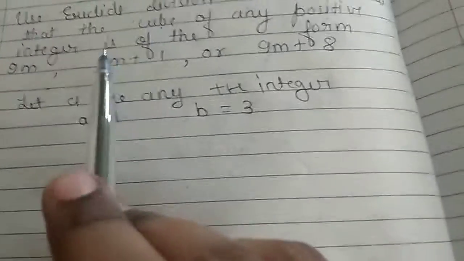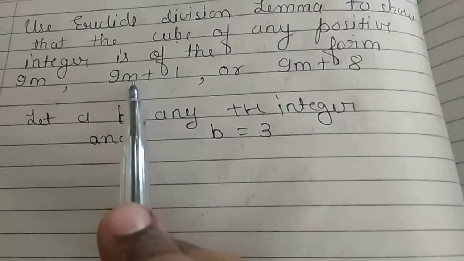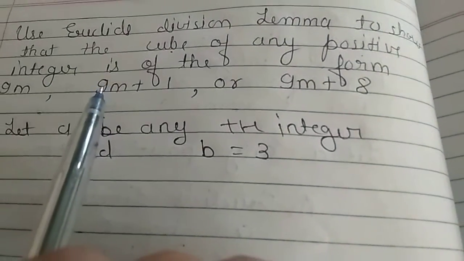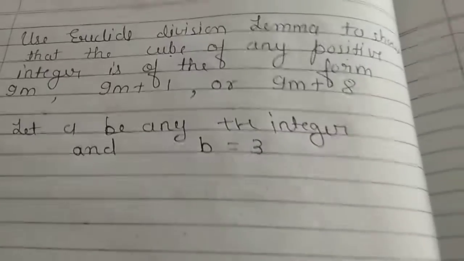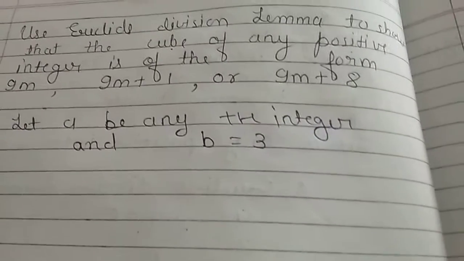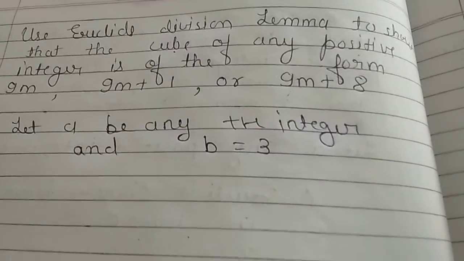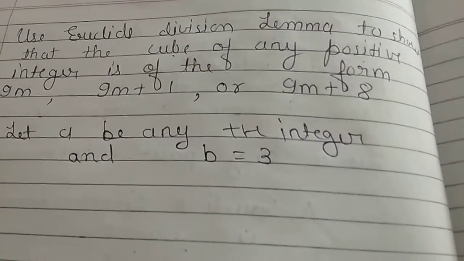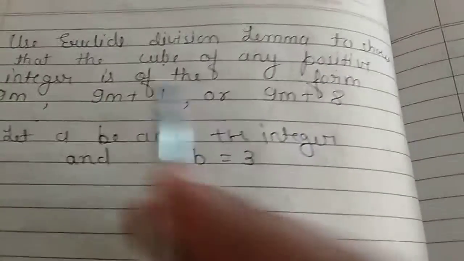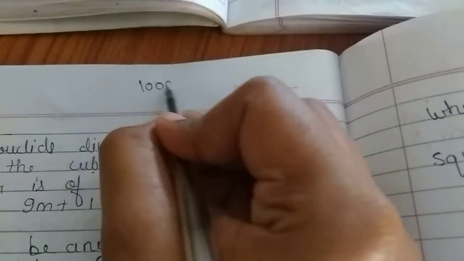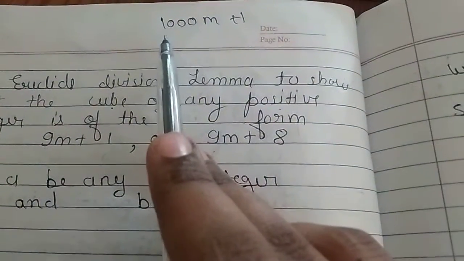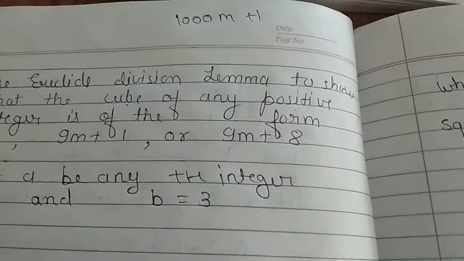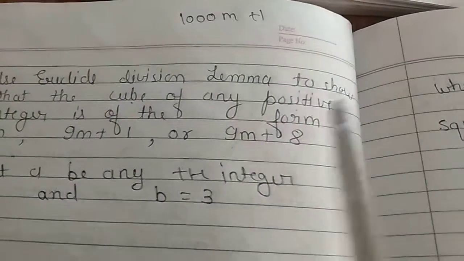Now why do we take b equals 3? Because here we get 9m. If we take the value b equals 9, then we have to do r equals 1, 2, 3, 4, 5, 6, 7, 8, till 8. So that will be very long for us. Suppose in case you are given 1000m plus 1, then you would have to use 1, 2, 3, up to 999. That cannot be possible.